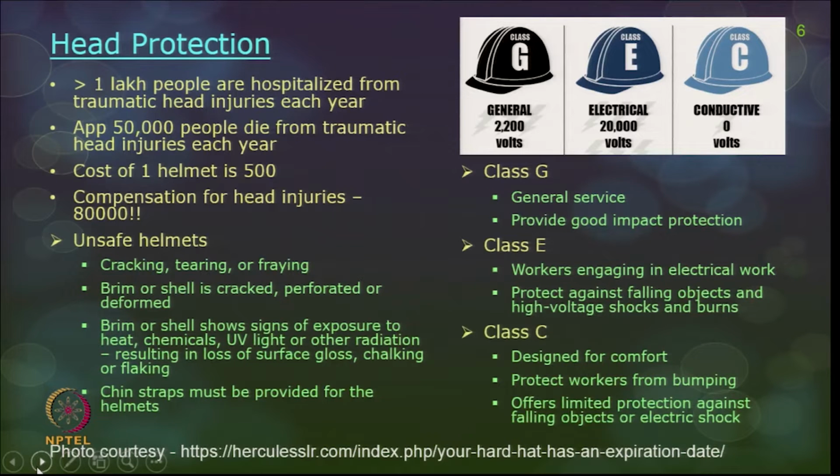Class E helmets are generally for electrical work, protecting against falling objects and also against shocks and burns. Class C is designed for comfort, which protects workers from bumping and also gives limited protection against falling objects and electric shocks.